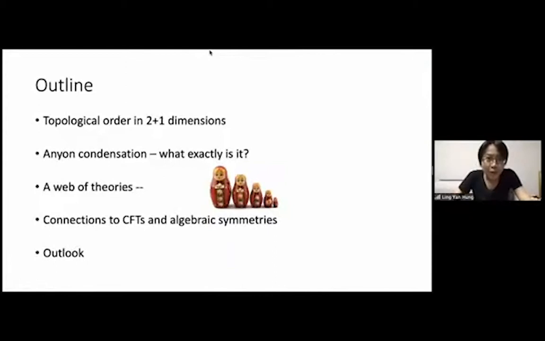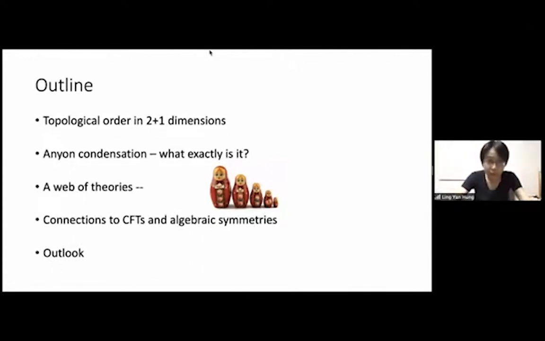So the outline of my talk is that I will start with reviewing what is topological order, and I'll focus particularly on 2+1 dimensions. The reason why we focus on 2+1 dimensions is that the mathematical results are most complete in 2+1 dimensions. If you go to higher dimensions, in principle, it is still possible to talk about topological interfaces, but our understanding of it is not so complete. And so I will describe for you a more complete story in 2+1 dimensions.